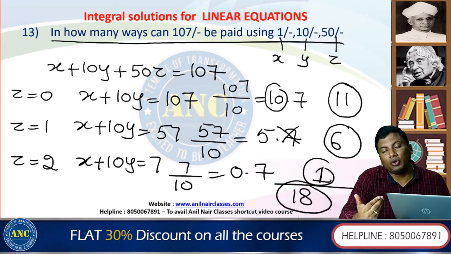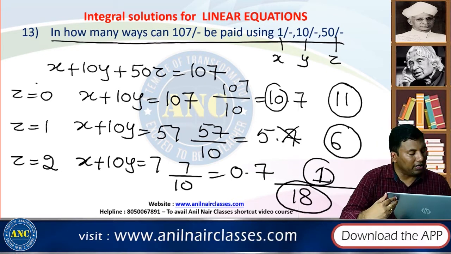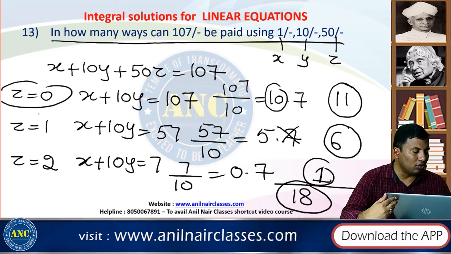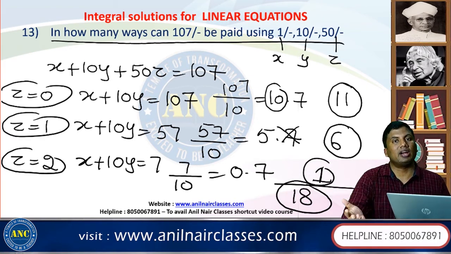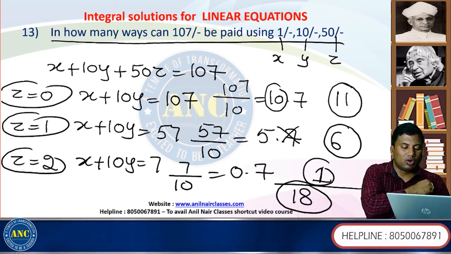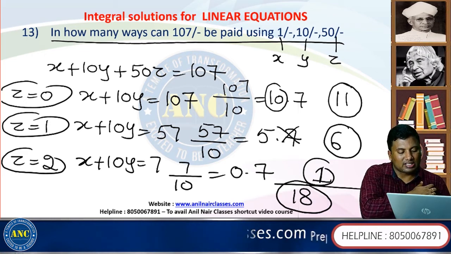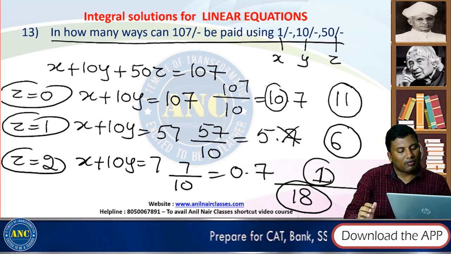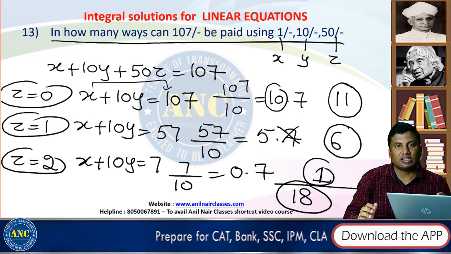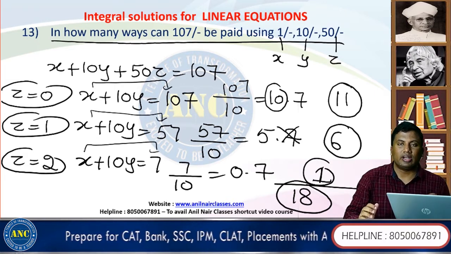If you try to do it by enumeration, it takes a lot of time. I hope you have understood why the z value cannot grow beyond 2. Z is 0, 1 and 2. If z is 0, x plus 10y is 107. If z is 1, x plus 10y is 57. If z is 2, x plus 10y is 7. The coefficient of x, 1, is a factor of 107. Here also it is a factor, and here also it is a factor.